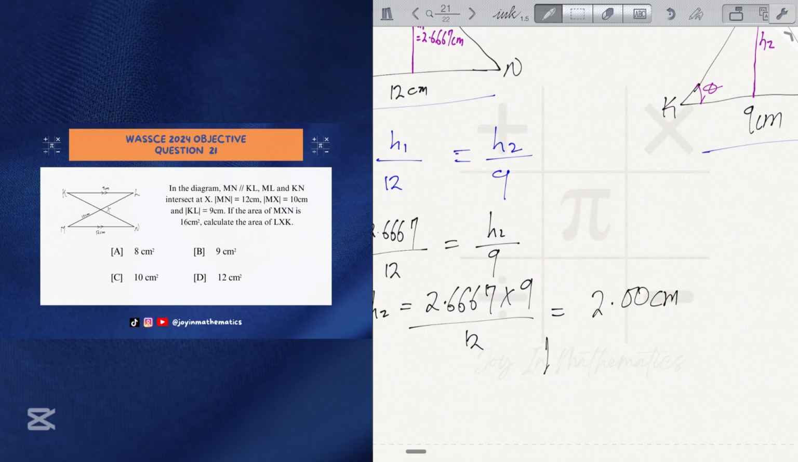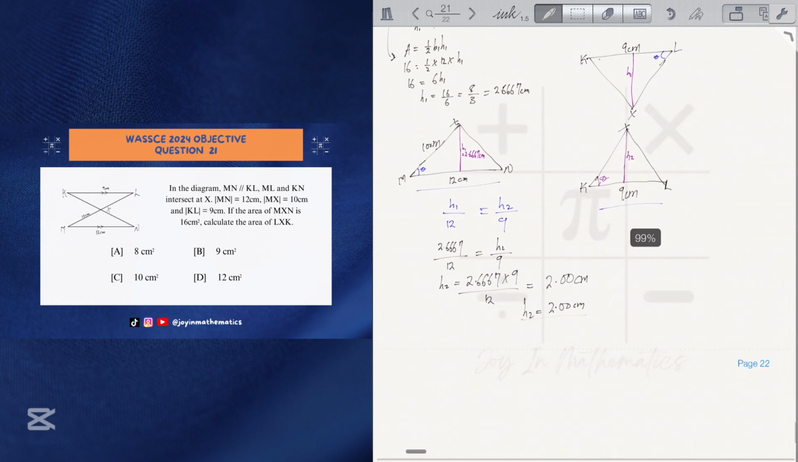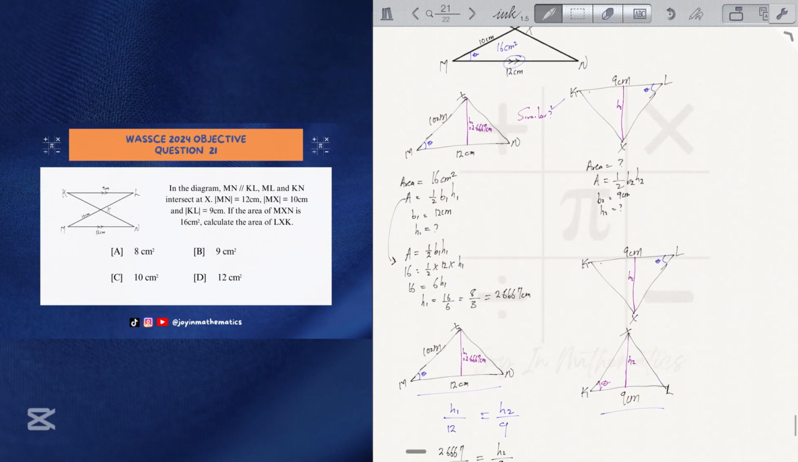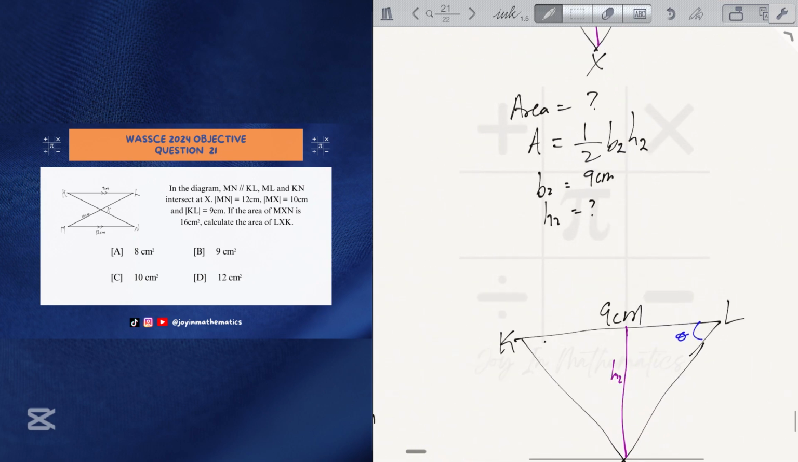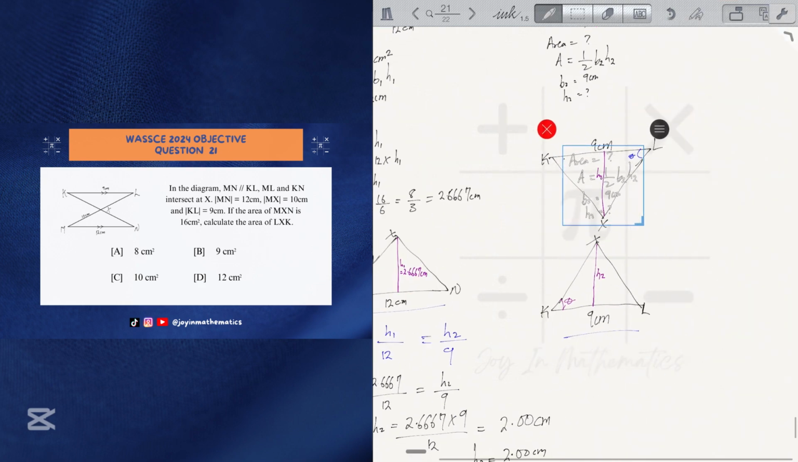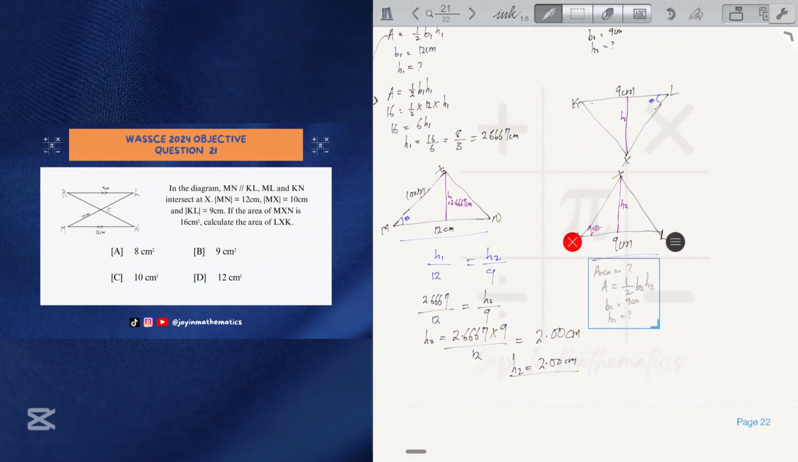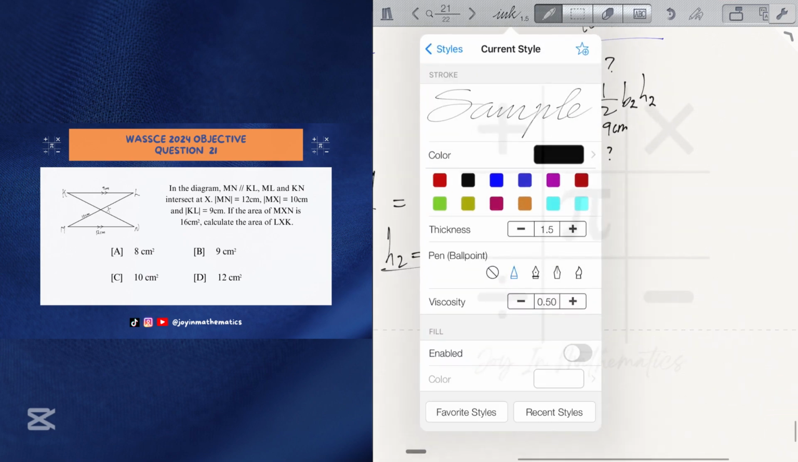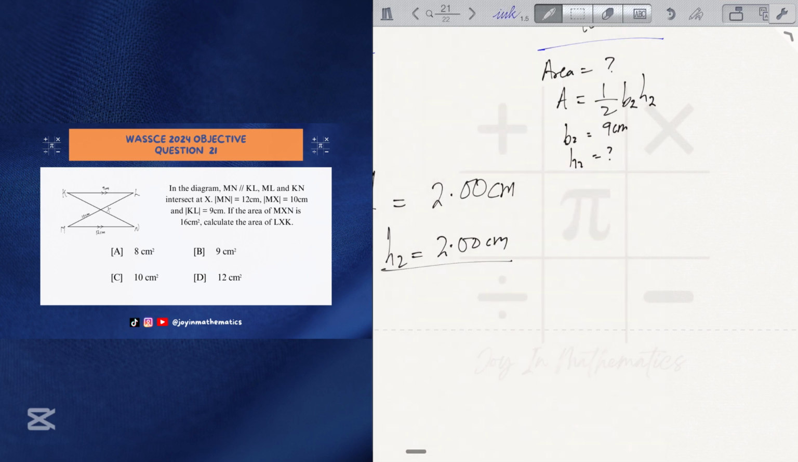Now that we have H2 to be 2.00 centimeters, we recall that we are looking for the area of KXL, and the area of KXL is half base B2 times H2. So let's duplicate this and move downwards. We are looking for the area of this triangle, and we have simplified that H2 is equal to 2 centimeters.